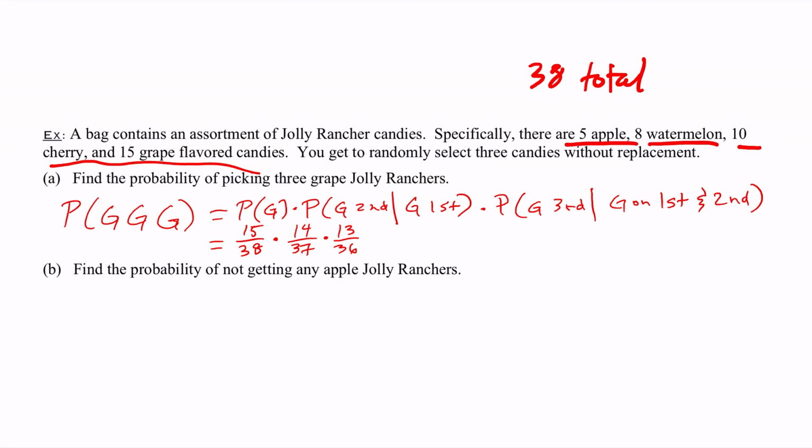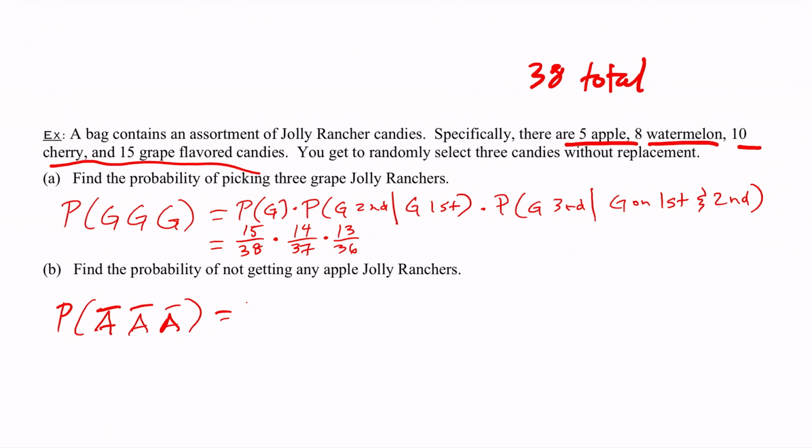In part B, find the probability of not getting any apple Jolly Ranchers. Well, here again, assuming that we're going in 3 times to pick a candy out of the bag, and we're assuming that each time it's not an apple. So here, let's denote that as the complement of getting an apple. So it's not an apple each time.